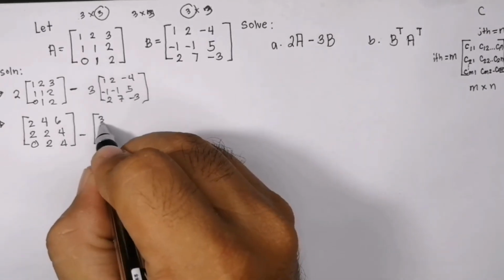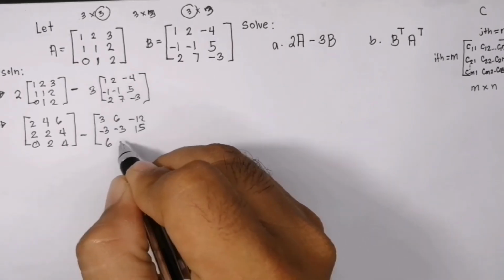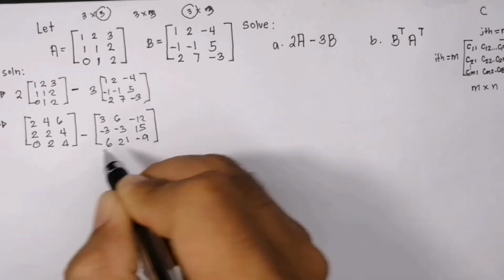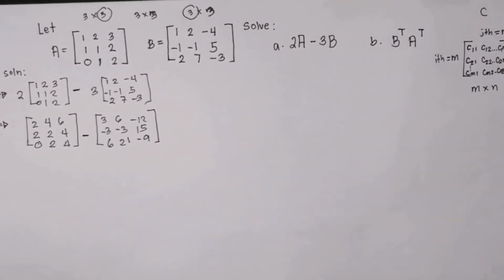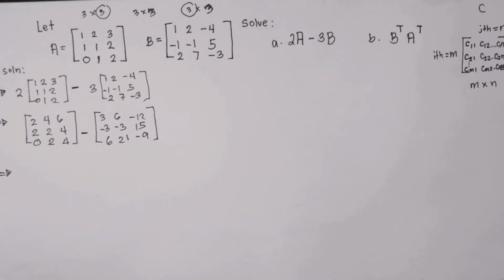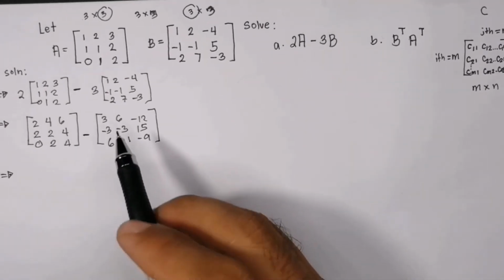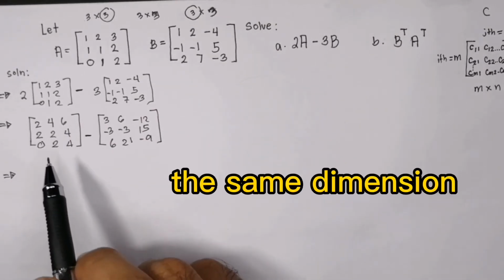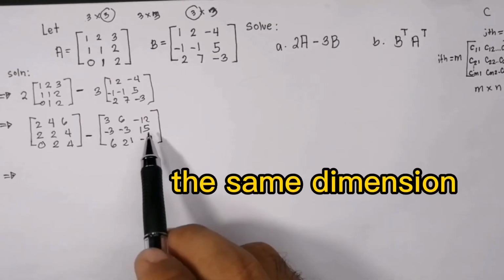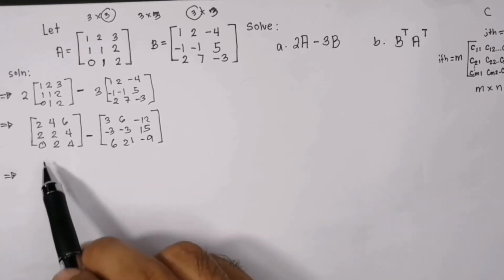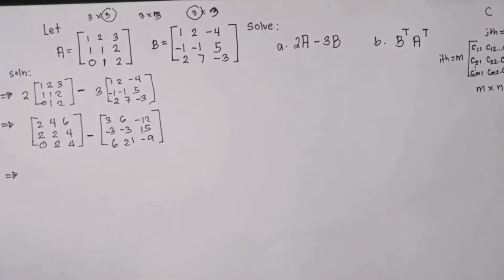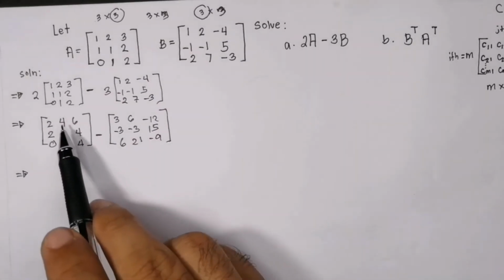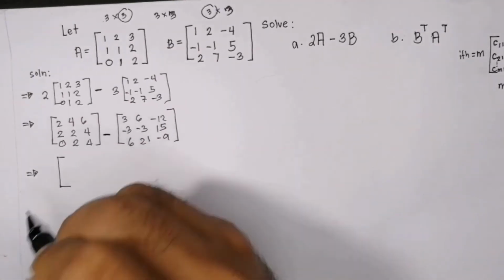So 3 times 1 is 3. This is 6. This is 21. And this is negative 9. So just retain the difference symbol. In this case, we can only add or subtract two or more matrices if the dimensions are the same. Since it is a 3 by 3, 3 by 3, 3 by 3, the result is possible. So what we're going to do is simply subtract. We're going to combine it now.